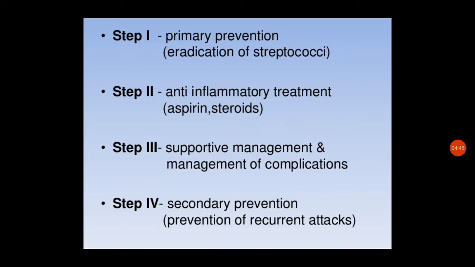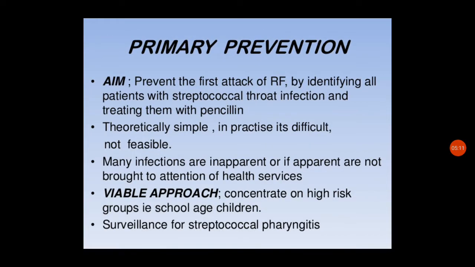So step 1 is primary prevention, that is eradication of streptococci. Step 2 is anti-inflammatory treatment with aspirin or steroids. Step 3 is supportive management and management of complications. Step 4 is secondary prevention, that is prevention of recurrent attacks of rheumatic fever. So we can discuss each step in detail.